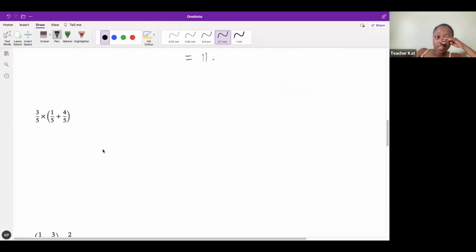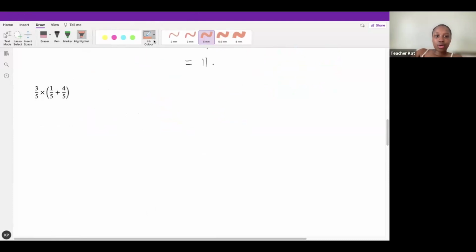Now we're going to revise fractions with BODMAS. So I have fractions here that we have to solve, but I do have to apply BODMAS still. So where do I start in this case? Brackets.